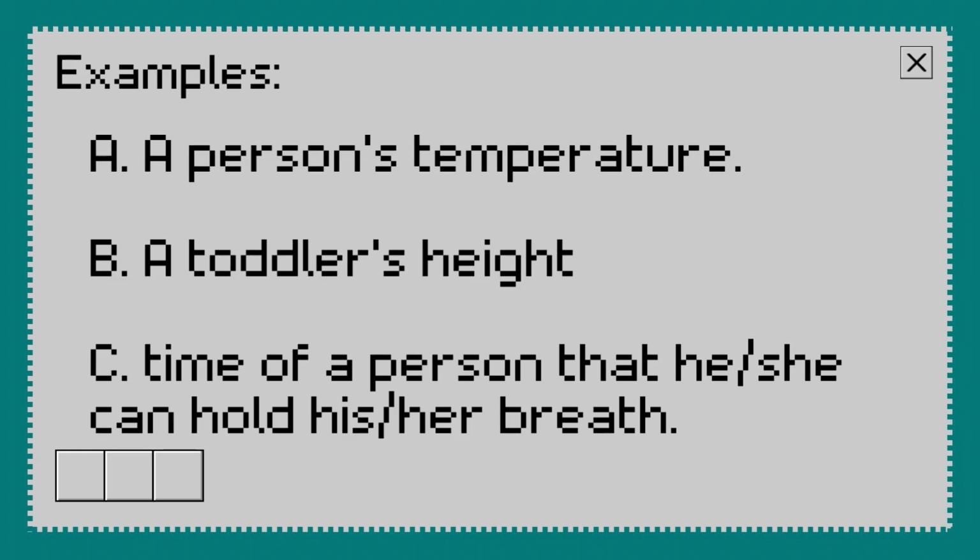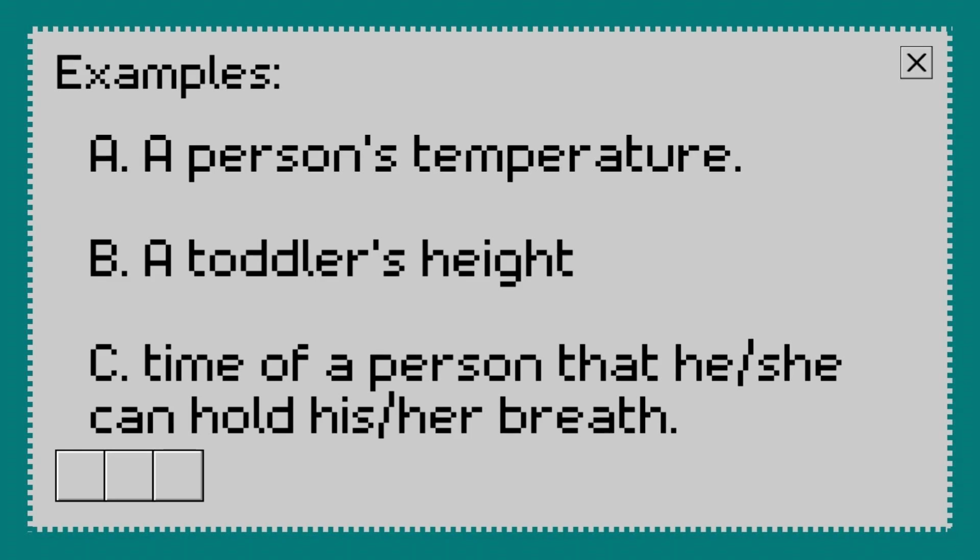For our second example, we are talking about a toddler's height. Again, when we talk about height, that's measurement. So we're going to find out a toddler's measurement of his or her height. And that in itself is already an example of a continuous random variable.